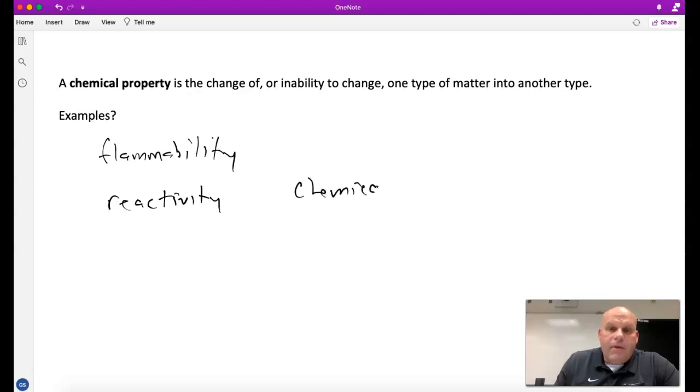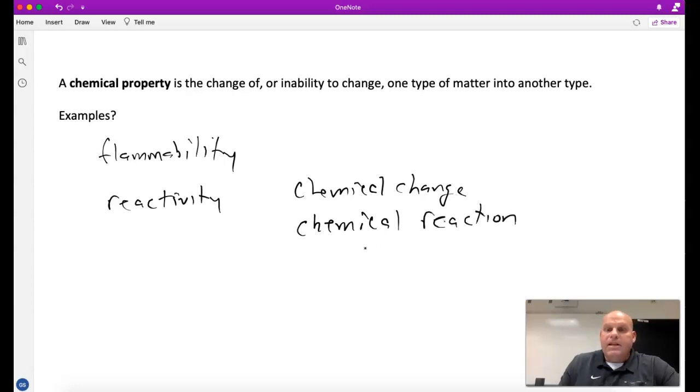A chemical change is more commonly known, in the world of chemistry, as a chemical reaction. Because now we are changing the properties of the substance. We're making a change that changes the matter that we're looking at.